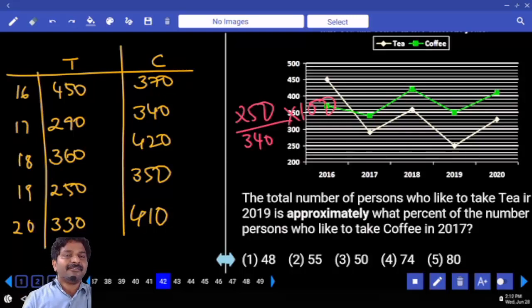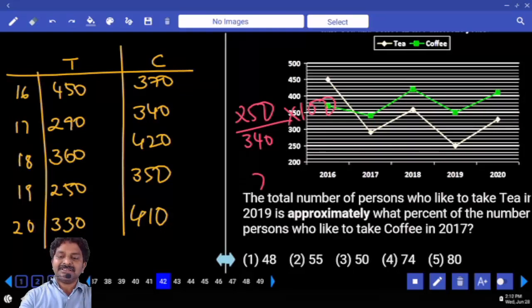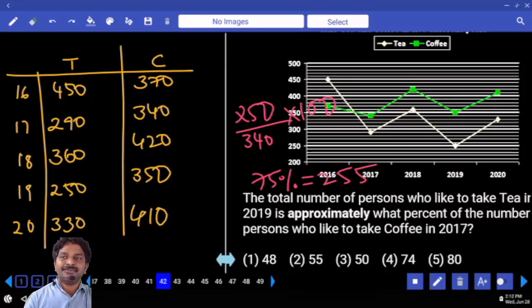170. Again half of 170? 85. 170 plus 85? 255. That means 75% is equal to 255. Our numerator is little bit less than 255. That means answer must be little bit less than 75. Which option?